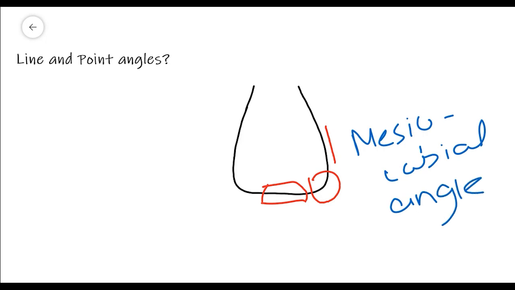And you can do this for any part of the incisor where two surfaces are meeting. For example, you can also use the distolabial angle over here. You can also use the linguo-incisal angle. This is the incisal surface, and at the back it's the lingual surface, so you can use the terminology linguo-incisal angle. It's basically any place where two surfaces are meeting at a junction, creating a line angle.